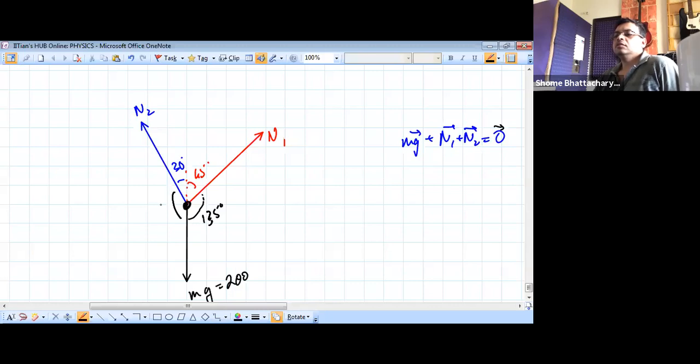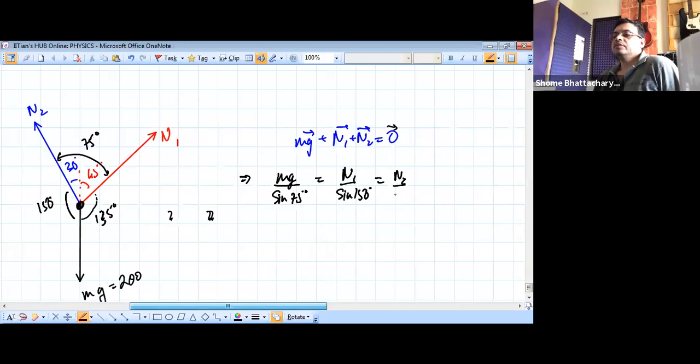This whole angle is 150 degrees, and this whole angle is 75 degrees. Okay. So the condition for this will become mg upon sine 75 should be equal to N1 upon sine 150 is equal to N2 upon sine 135. If we just solve this, this will quite easily give us the result. That was coming from earlier.